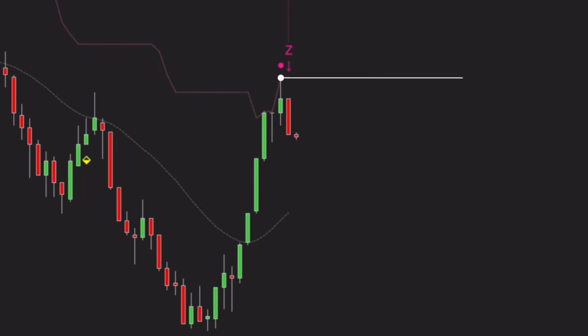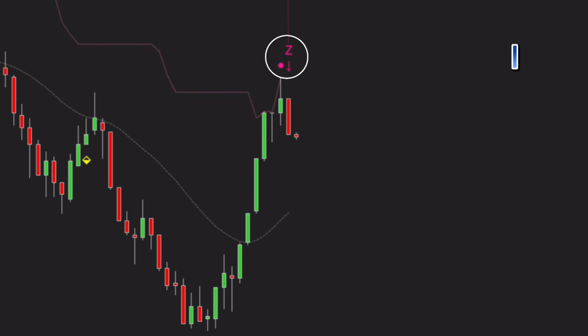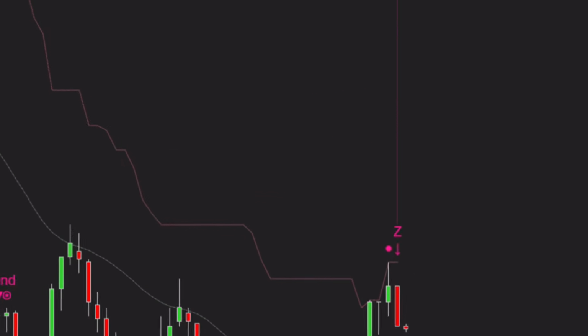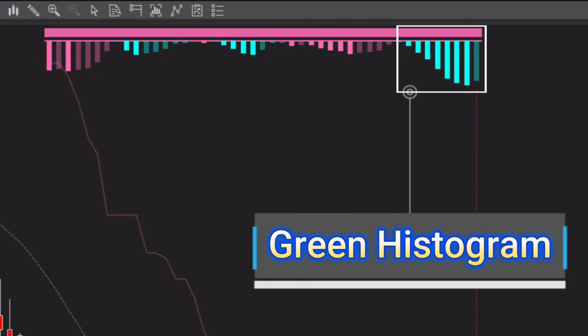In this mode, the pullback signal candle is the candle that appears immediately next to the hit bar and must be a red candle with a large body. The body size threshold is clearly defined in the system's settings, ensuring that only sufficiently strong pullbacks are considered valid trade signals. Importantly, a sell signal is only triggered when the histogram turns green. This indicates that the market is in a pullback phase within a downtrend.